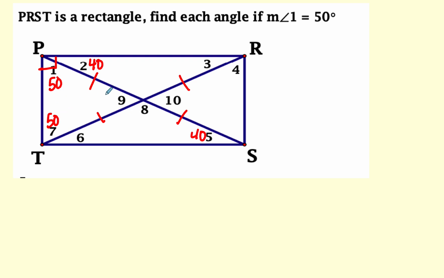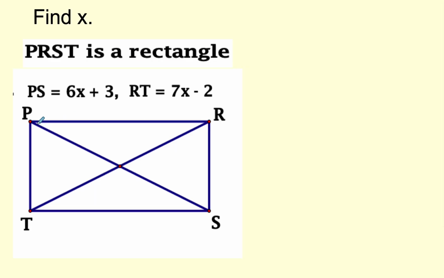That's 100. 100, that'll be 80. And across here, the vertical angle is 80. This will be 100. This is an isosceles triangle, so this is 40. This will be 40. This is again an isosceles triangle. This is 40. And this is going to be 50 right here. And so that's how we figure out all the angles.